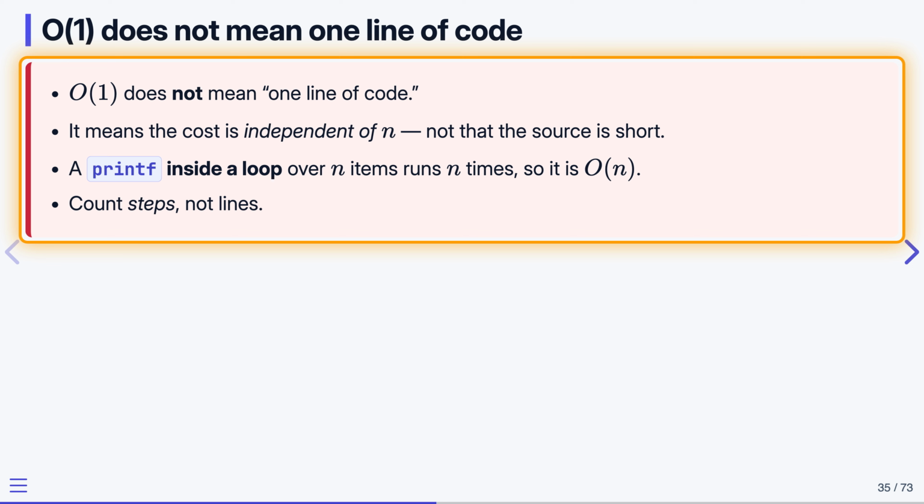One warning. Big O of 1 does not mean 1 line of code. It means the cost does not depend on n at all. A single print line looks short, but if it sits inside a loop over n items, it runs n times. So it is big O of n. Big O always counts steps, not lines.